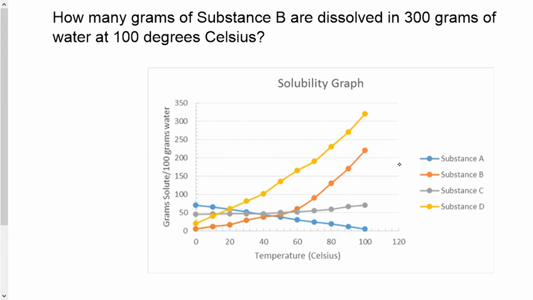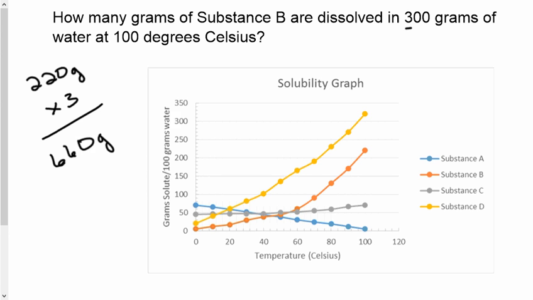So substance B is this one here. So we're looking at 100 degrees. So I'll go up there, and 100 degrees at that location, I read across. And it looks like it could be around 220. And again, you're welcome to disagree with me. But now it's per 300 grams, and our graph is per 100 grams. So we need to times this by 3. And then we get 660 grams of substance B at that temperature.